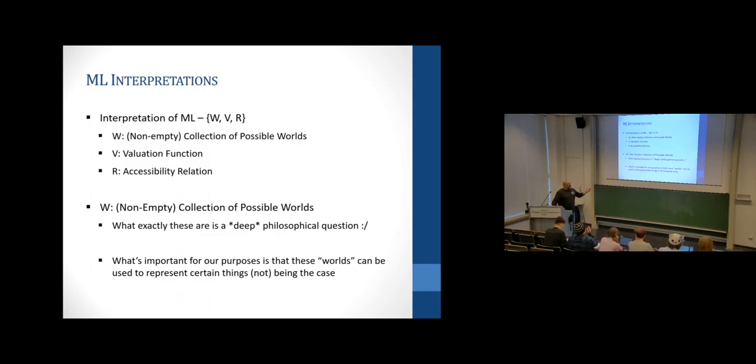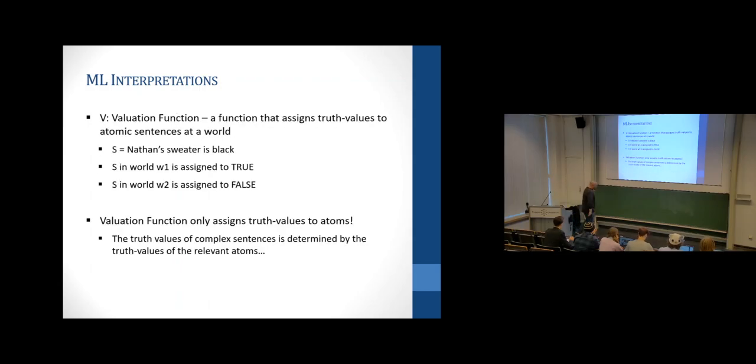So there's our first bit, but it's kind of boring. Our next bit is the big step. So our valuation function, V. The valuation function is, as its name suggests, a function. What it does is it takes in sentence-world combinations and then assigns truth values.